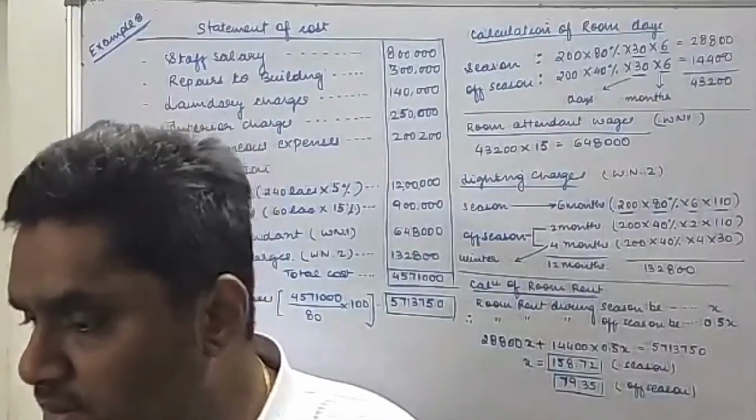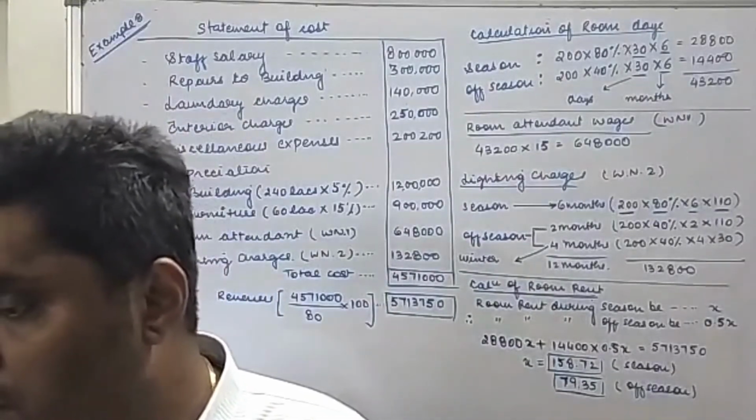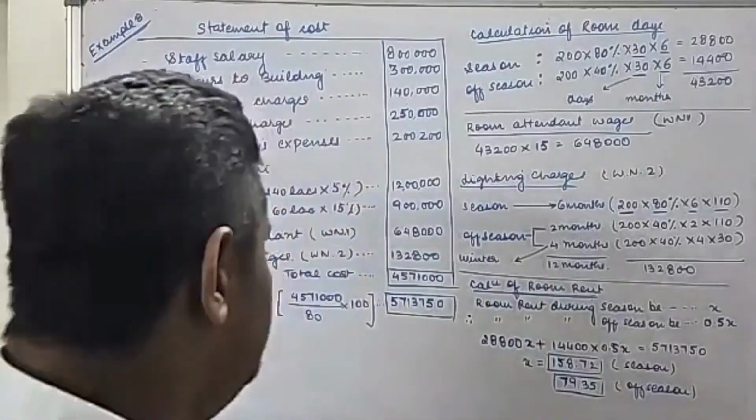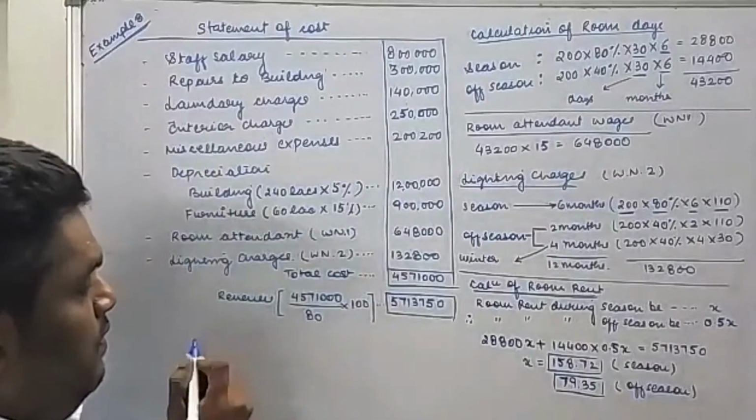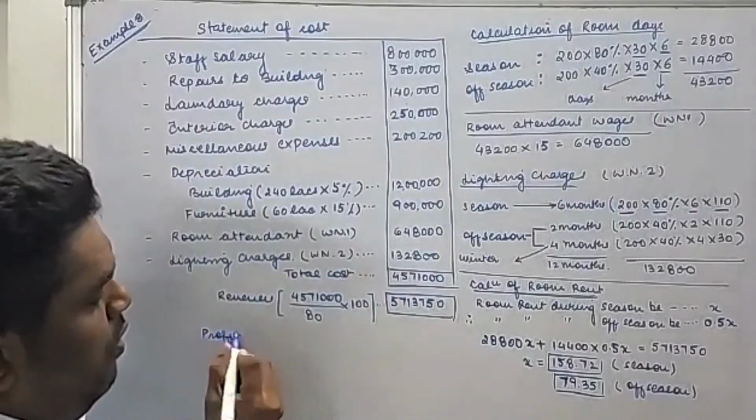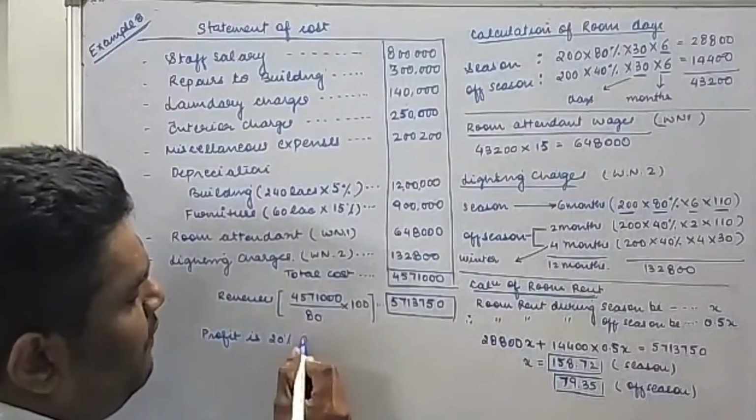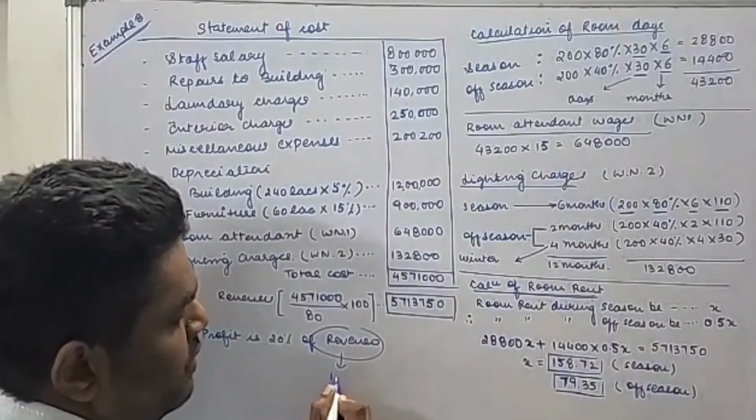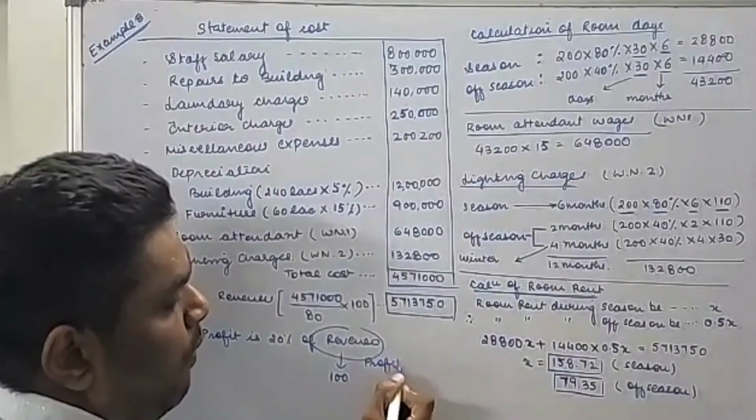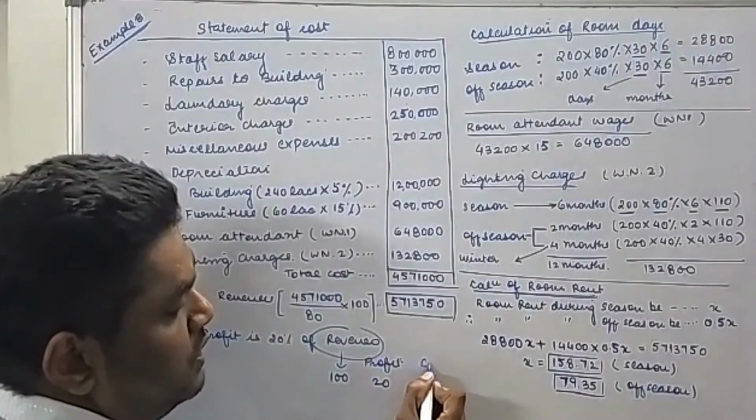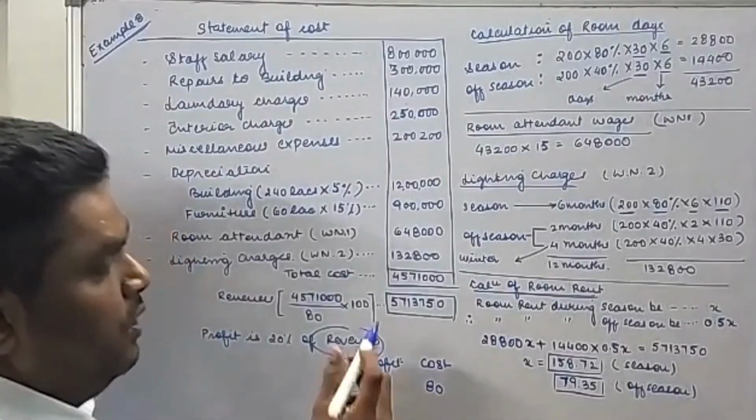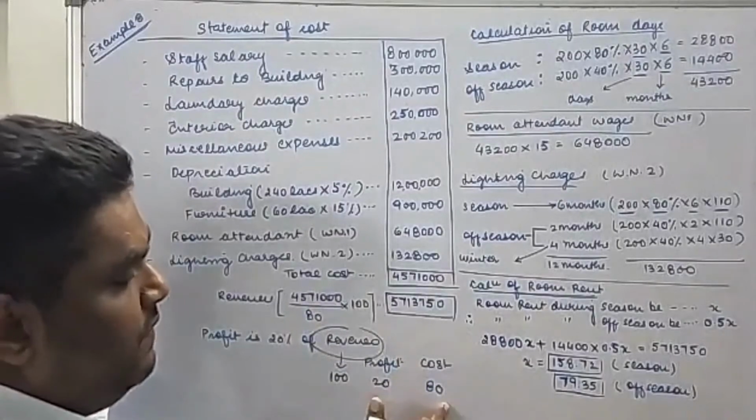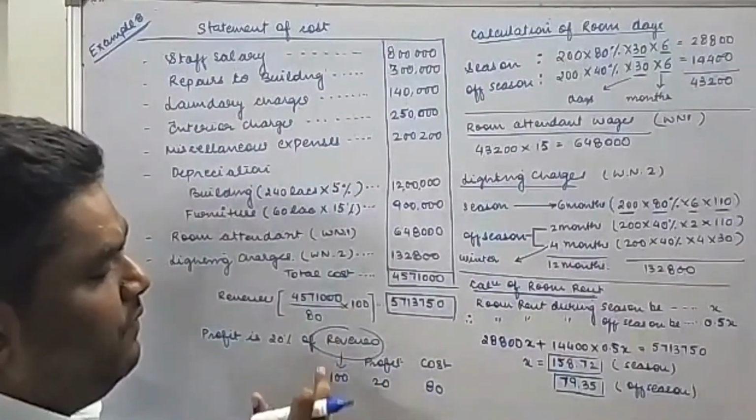Nitin, please recheck your answer. Nayan Patil asks, sir, how is revenue calculated? Nayan, I have used simple mathematics. Profit is 20% of revenue. So if revenue is 100, profit will be 20. So cost will be 80. So the cost I have already calculated, that is 45,71,000. This is equal to 80. So how much will be 100? That will be my revenue.